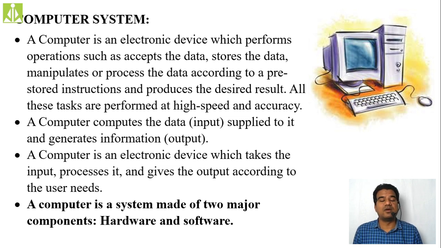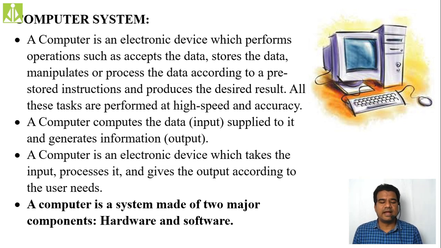How it will manipulate and what are pre-stored instructions, that also we are going to discuss. Okay, and produces the desired result. How it is going to produce that result, where it will show us that result. What are the different forms of output, all these things we will discuss once again. So basically all these transactions, taking the input, manipulating it, storing it, giving the result, it will perform at a very high speed and accuracy. All these tasks are performed with high speed as well as high level of accuracy.